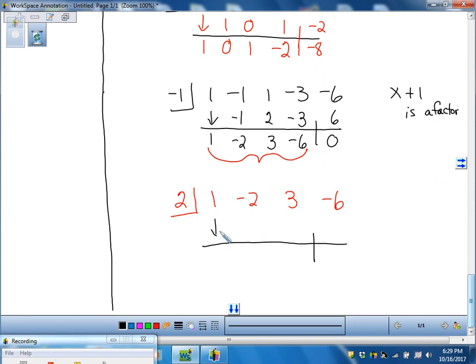Bring down the 1. 1 times 2 is 2. 2 plus a negative 2 is 0. 0 times 2 is 0. 3 plus 0 is 3. 3 times 2 is 6. 6 plus a negative 6 is 0. So that means that x minus 2 is a factor.